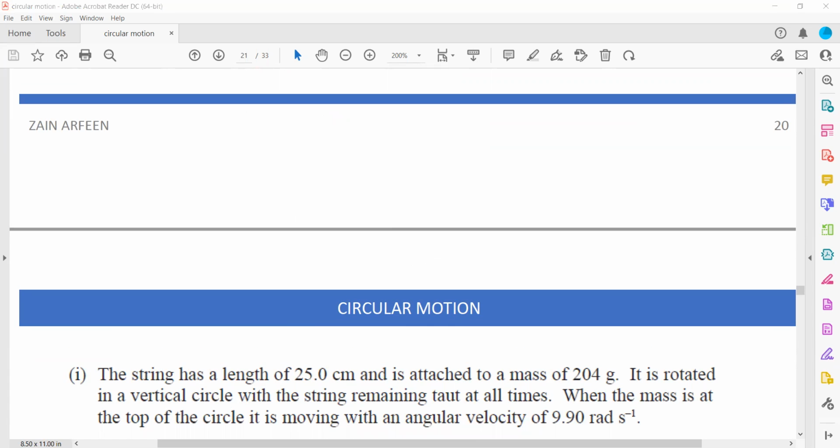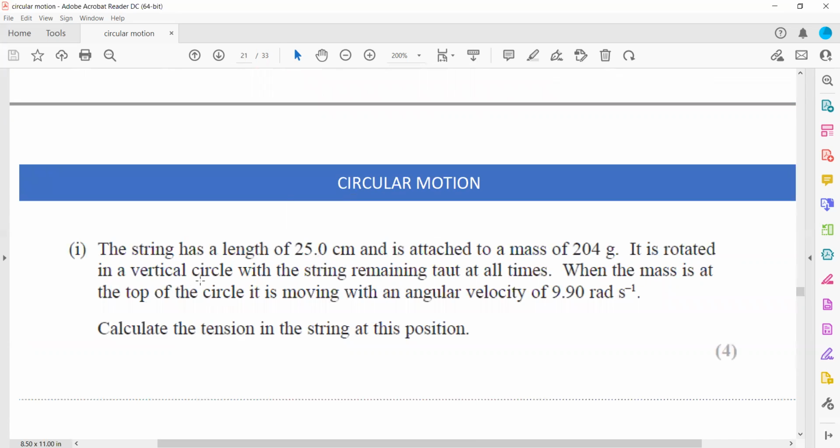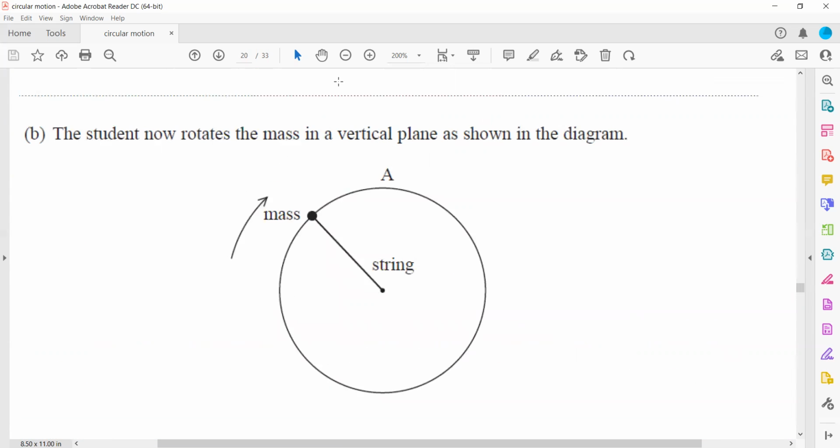So when the mass is at the top of the circle, it moves with the angular velocity. The weight is already acting downward, and because we are holding it by a string or a wire, there must be a tension. The result of the two will give us a centripetal force. The centripetal force, the force directed toward the center, is actually weight plus the tension.